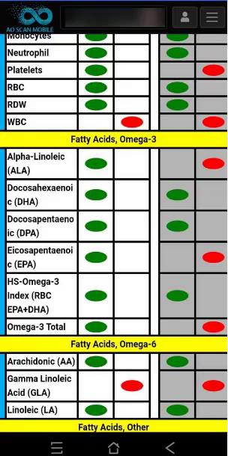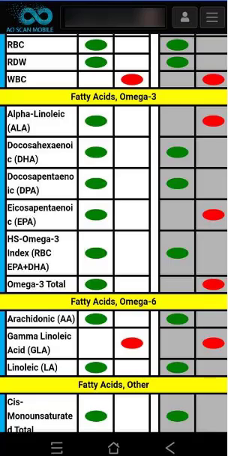There's a red mark on the alpha-linolenic acid, and that is really important because your omega derivatives are made from the parent alpha-linolenic acid, which is found in seeds and nuts and grasses. And they're essential to health. You have to eat them in the diet, and this person, it looks like, is not consuming enough of them.